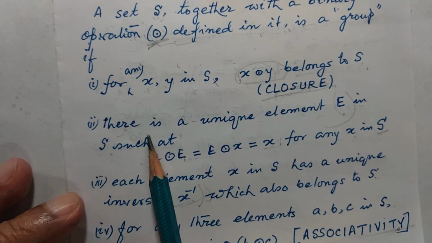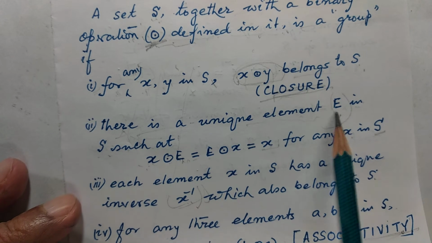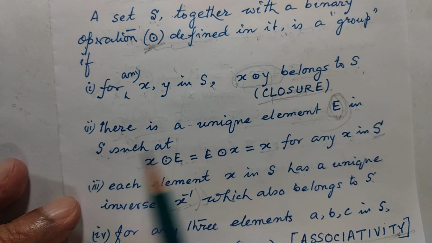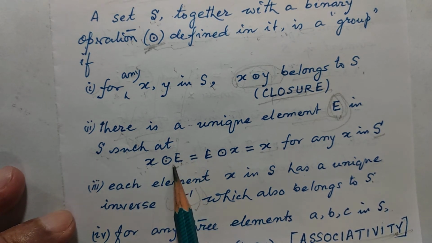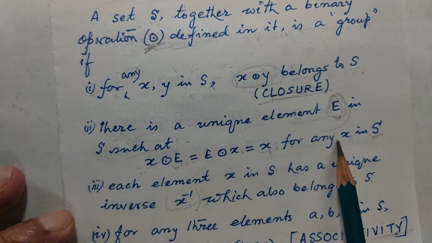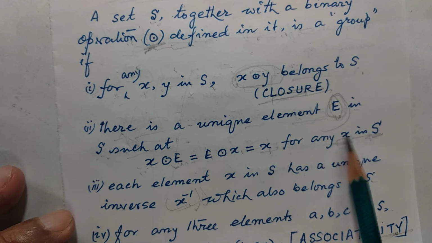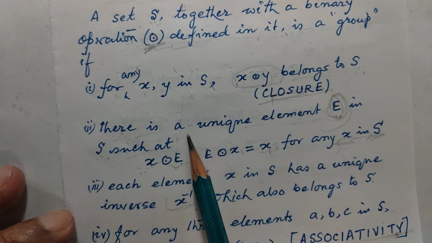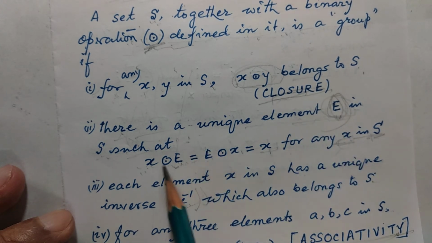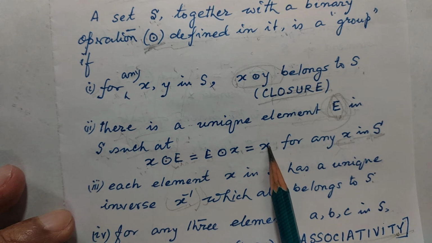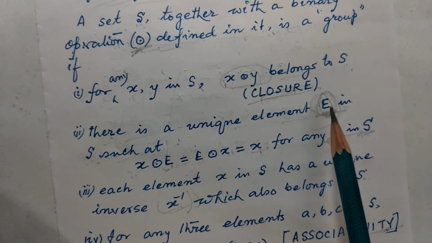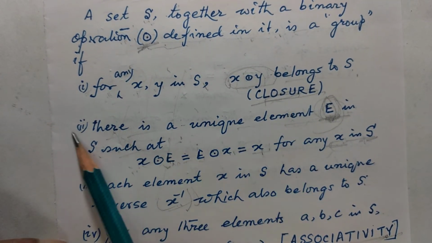Then there is a unique element E in S, such that X combined with E equal to E combined with X equal to X for any X in S. For any member in the set S, there is another element E such that XE equal to EX is equal to X. This E is called the identity element of the set. And this E must exist for S to be a group. This is the second property.